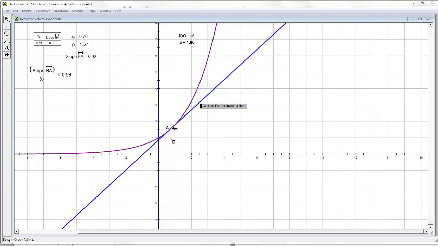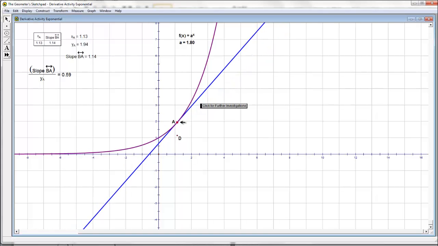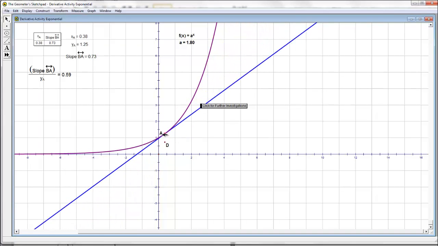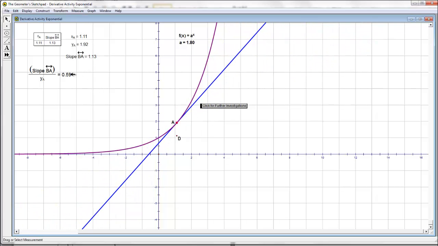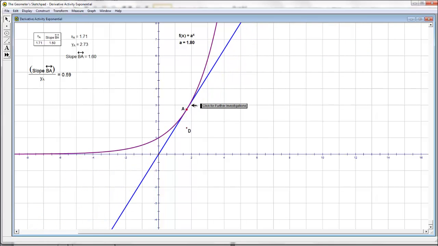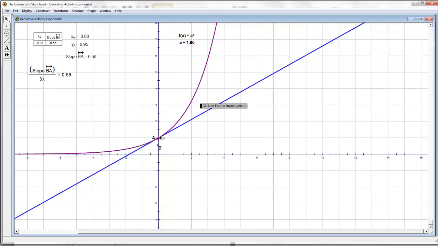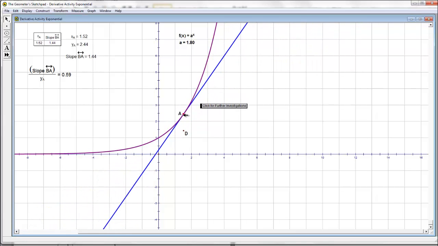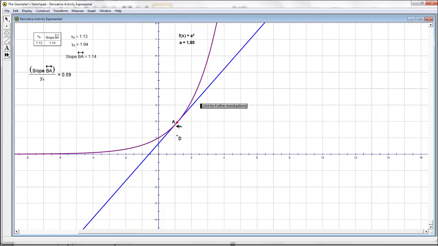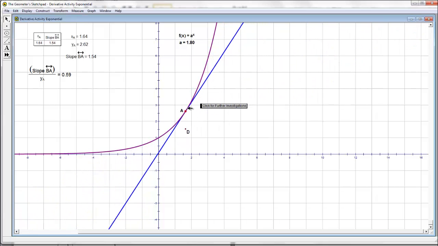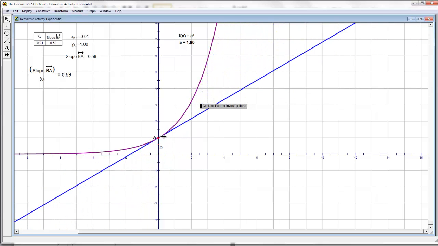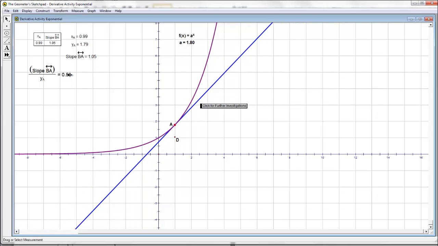So if I were to take point A and drag it along the curve, notice that this ratio does not change. And also notice that point D, which is the value of the derivative, i.e. the slope of the tangent, is sort of mimicking the actual function itself. Okay, so the important thing is to notice that that ratio of the slope of the tangent, or the gradient of the tangent, over the function itself is a constant.